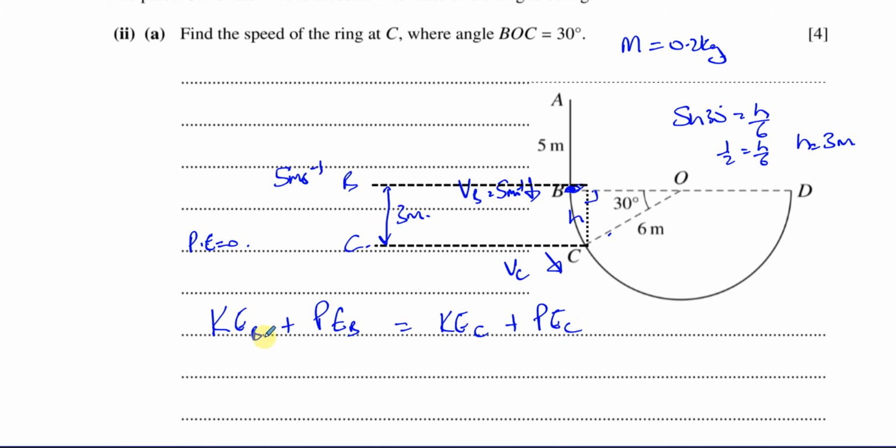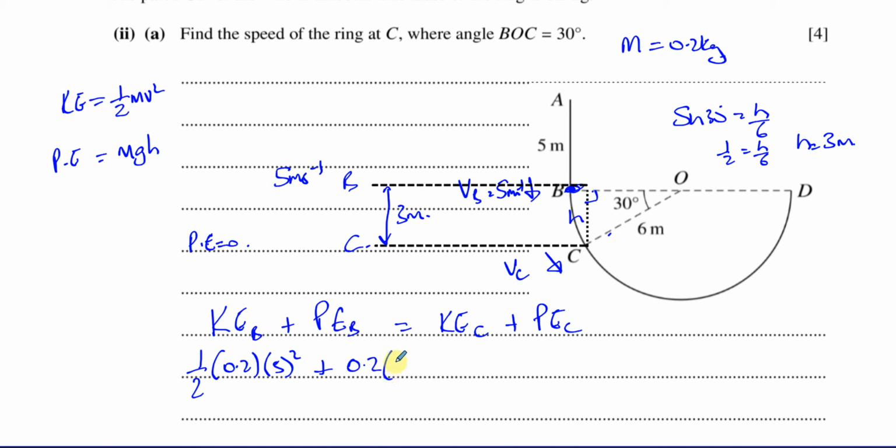So kinetic energy at B is going to be given by a half mv squared, and potential energy is mgh, mass times g times h. So kinetic energy is a half times the mass, which is 0.2, times v, which is 5, squared. The potential energy at B, its height is 3 meters, so you've got the mass, which is 0.2, times g, which is 10, times the height, which is 3. And that's equal to the kinetic energy at C, which is a half times 0.2 times the velocity at C squared. That's what we have to find.